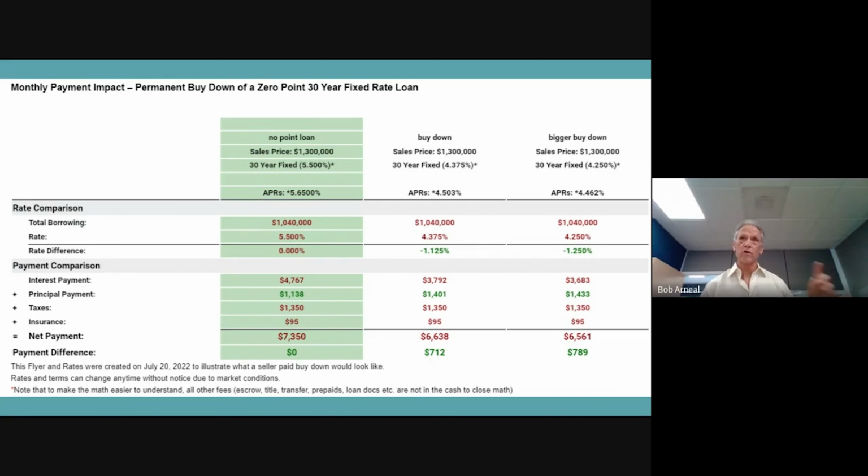And remember, my hair was black last time we did buy down loans, so it's been a while. But this is a powerful tool, and it's old. It's old as dirt, but it's effective. Let's go back. Let's look at the third buy down. Here's the third buy down.